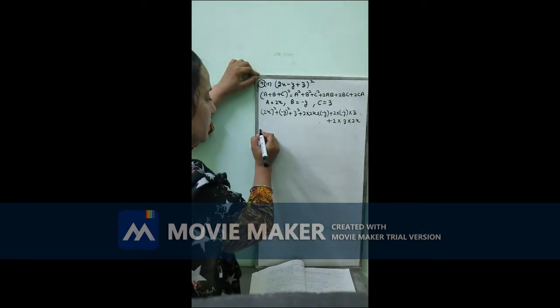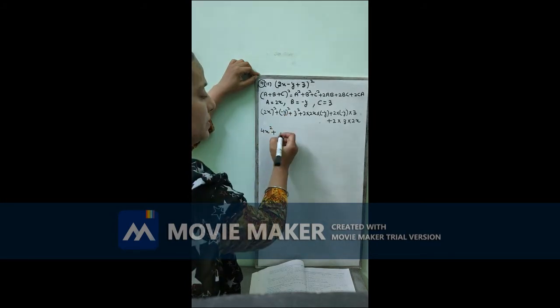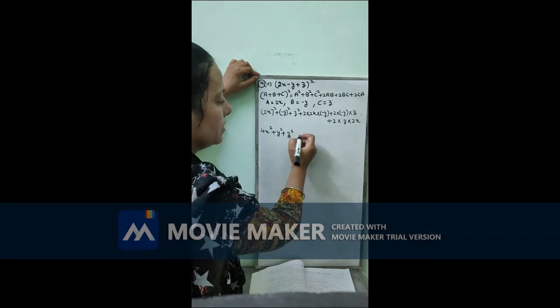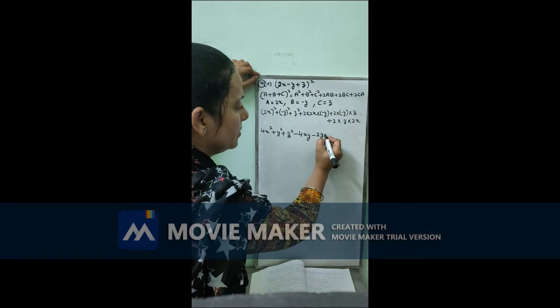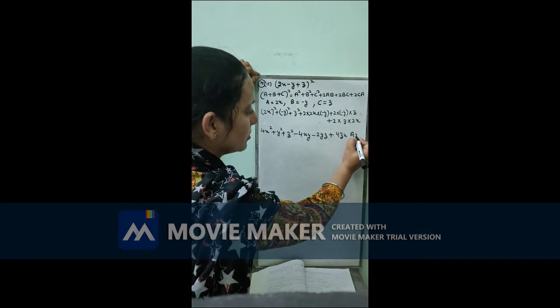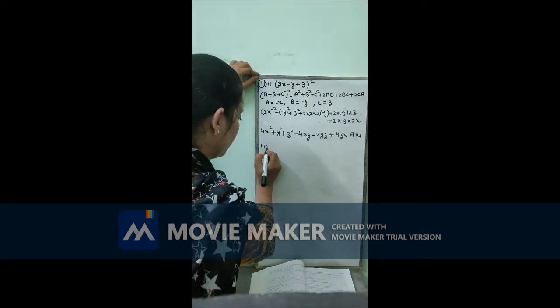So what is the answer? 2 2s are 4x square, minus y whole square is plus y square as it is, z square as it is, plus minus minus 2 2s are 4xy, plus minus minus 2yz, 2 2s are 4zx. That is your answer in second part. Now come to third part.